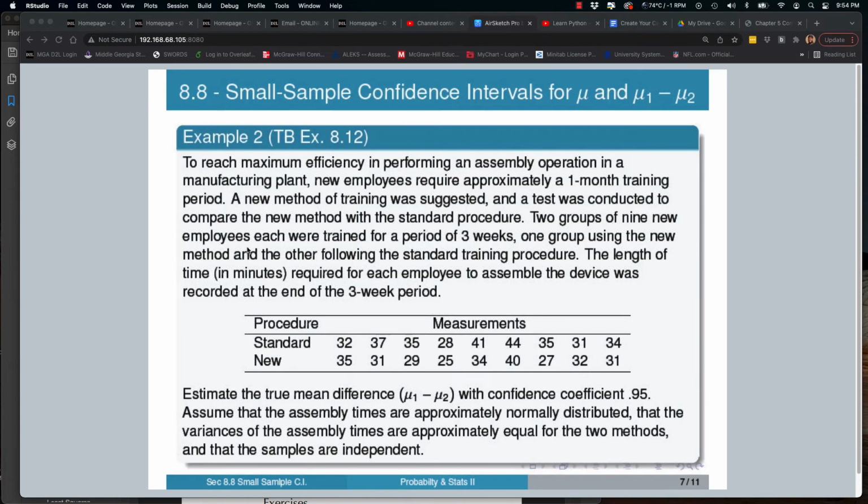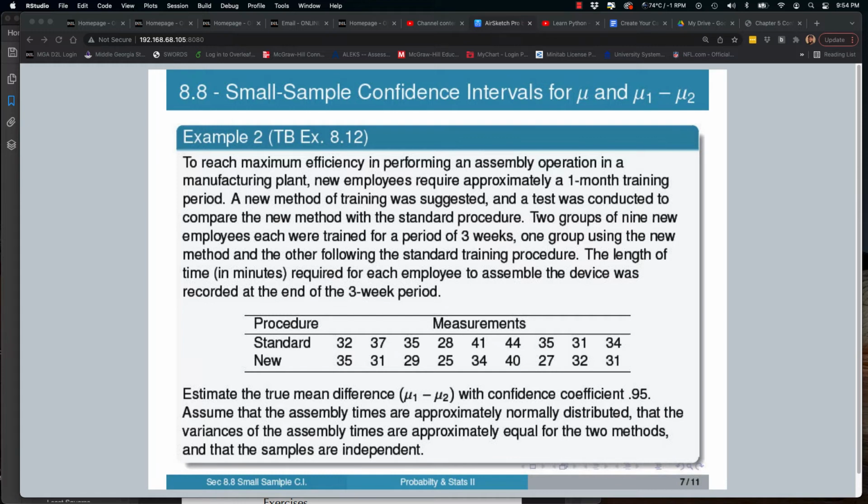So it's a rather long-worded problem. To reach maximum efficiency in performing an assembly operation in a manufacturing plant, new employees require approximately a 1-month training period. A new method of training was suggested and a test was conducted to compare the new method with the standard procedure. All right, so 2 groups of 9 new employees each were trained for a period of 3 weeks, one group using the new method and the other following the standard training procedure. The length of time in minutes required for each employee to assemble the device was recorded at the end of the 3-week period, and we can see those values in the table.